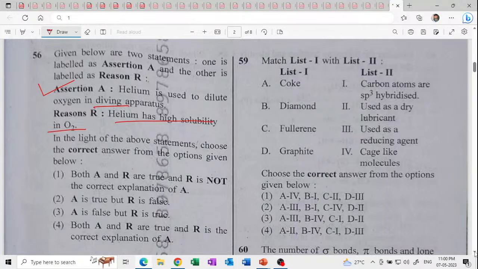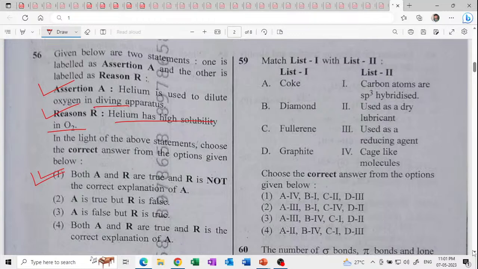This is also true, but it is not a correct explanation of A. So option number one is correct: both A and R are true and R is not the correct explanation of A. Helium is used to dilute the oxygen in the diving apparatus, but that is not explained by helium having a high solubility in oxygen. Get it?